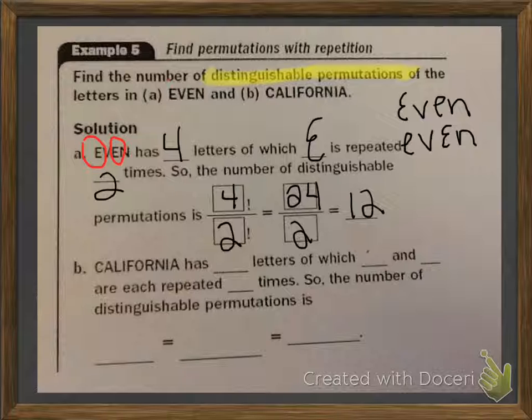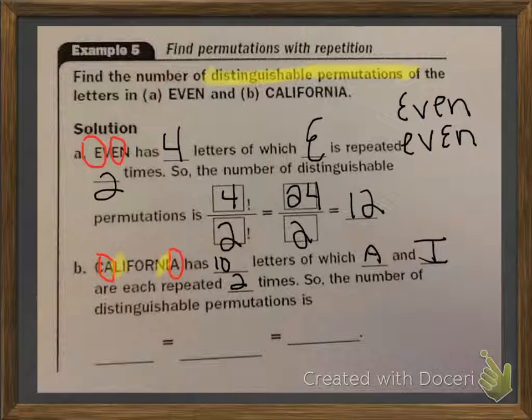Alright, let's focus on the word California. California is a little bit more complicated. If I look, I have two A's that are repeated. I have one I and another I over here that is repeated. Those are my two repeated letters. The whole word, though, has 10 letters, of which my two letters that are repeated are A and I. They are each repeated twice.